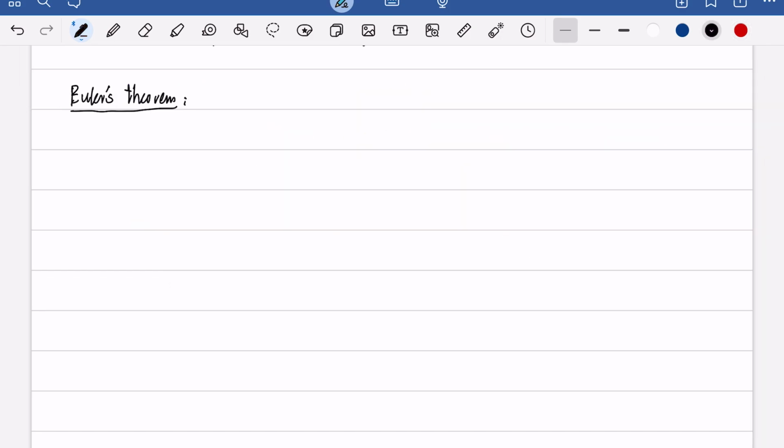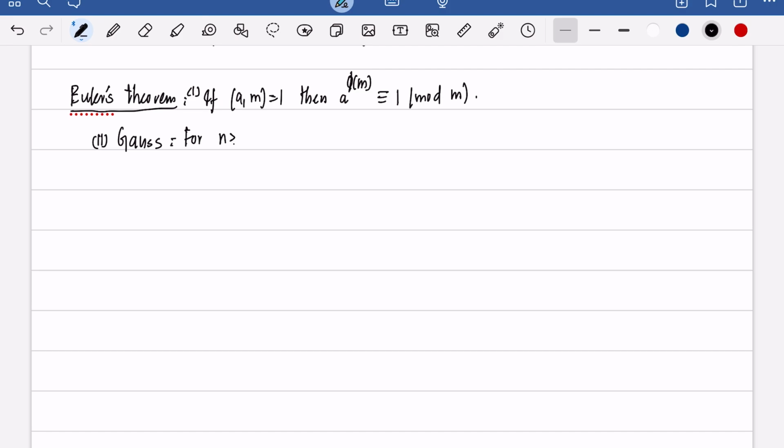Okay, let's first take up the Euler theorem that we had skipped. If a and m are relatively prime, then a^phi(m) is congruent to 1 modulo m. We also take another result: for n greater than 1, the sum over d dividing n of phi of d is equal to n.